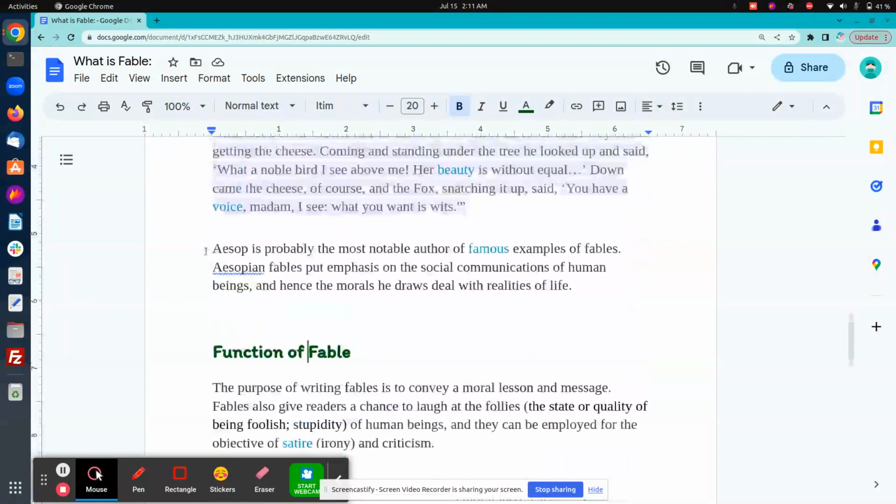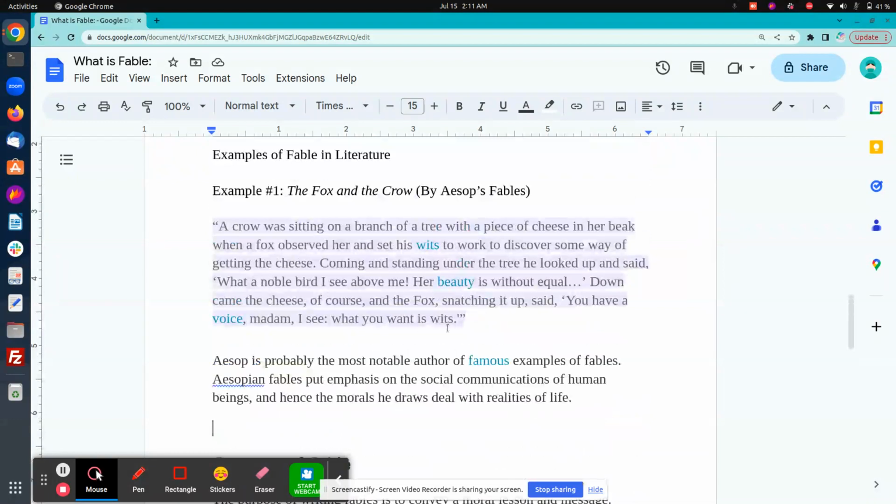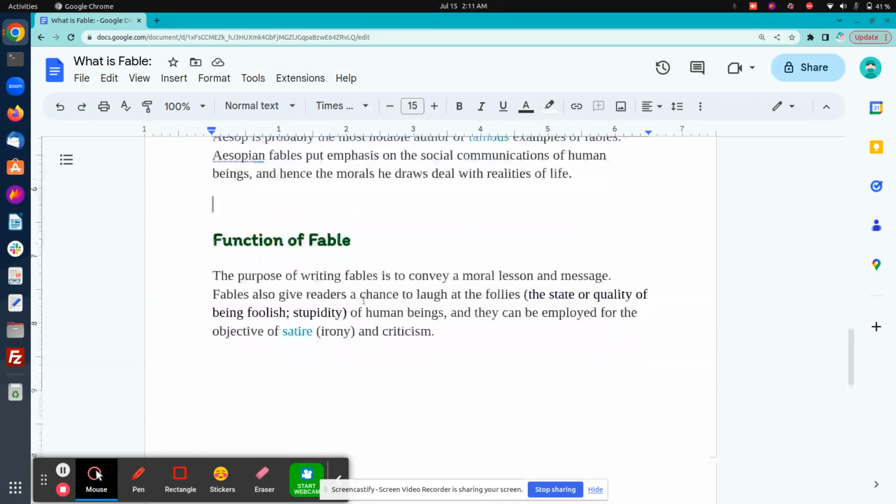So Aesop is probably the most notable author of famous examples of fables. Aesopian fables put emphasis on the social communication of human beings, and hence the morals he draws deal with the realities of life. I'm not totally recalling the aim of this story, the fox and the crow. Maybe the fox fooled the crow, and he got his hands on the cheese. Okay, so that's what happened.